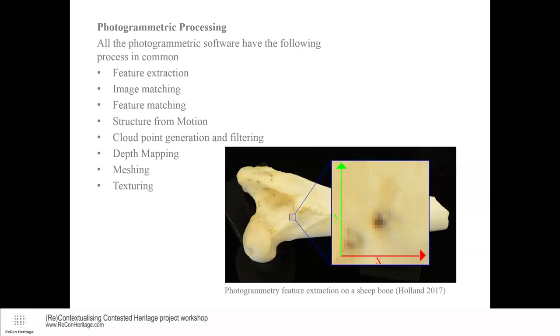And you then add the color information, and we call that texturing. Fortunately, because we're using photographs as our source material, we can take the color information from the photograph and combine it to create a texture for our 3D object or 3D building.